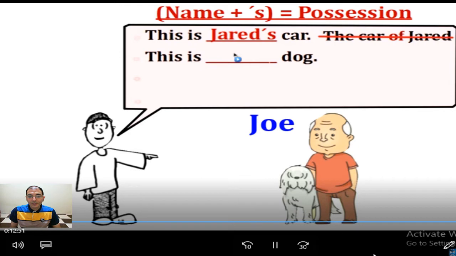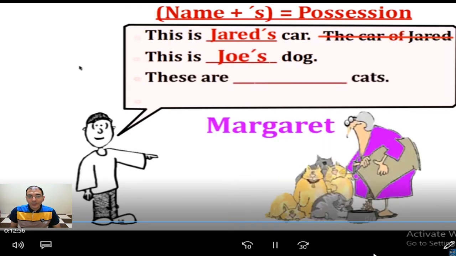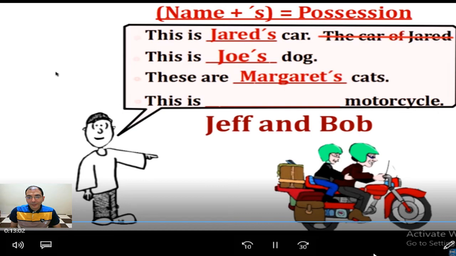This is Joe's dog. هذا كلب جو. These are Margaret's cats. وهذه قطة السيدة مارغريت. This is Jeff and Bob's motorcycle. وهذه دراجة جيف وبابا.